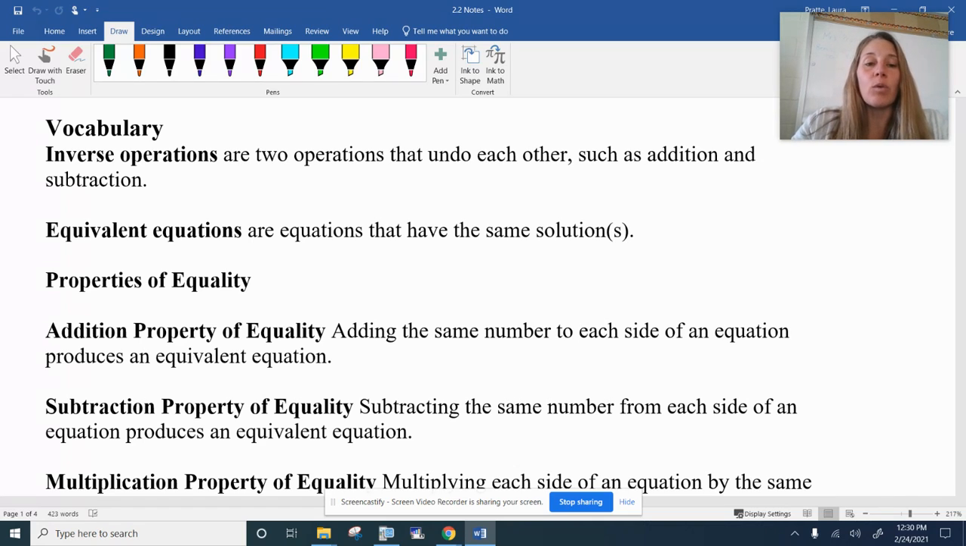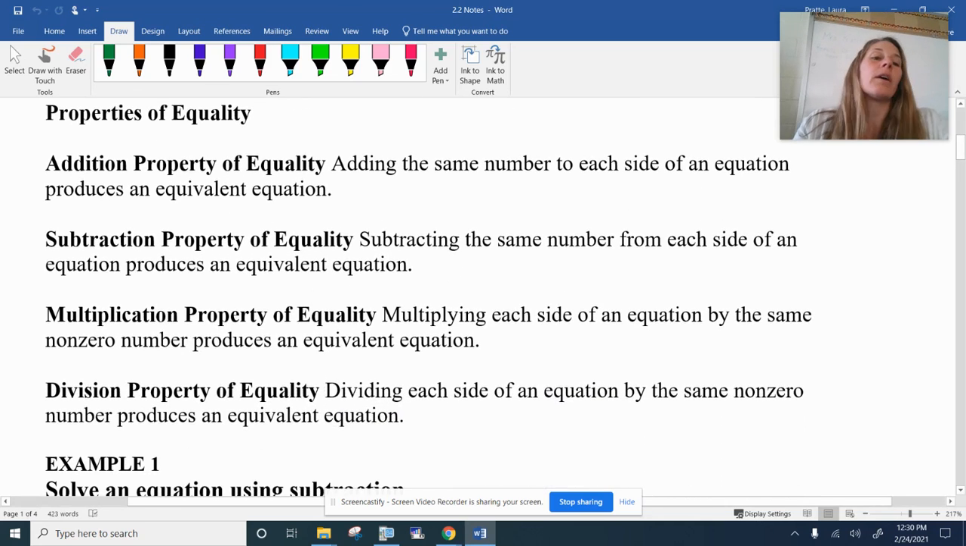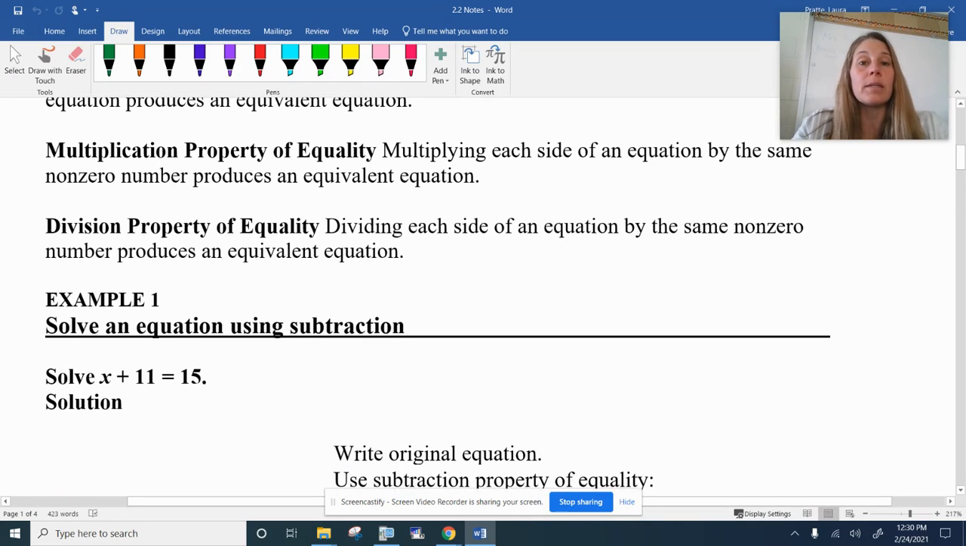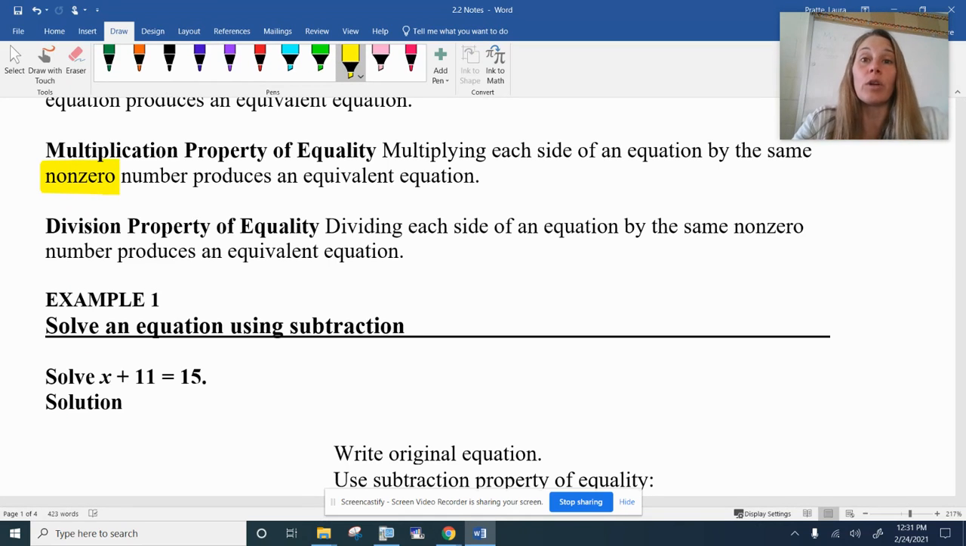So some of the properties of equality that are very commonly used here are the addition property of equality, where we add the same number to both sides of an equation to keep that equivalent equation. The subtraction property of equality, where we subtract the same number from each side of an equation, still producing an equivalent equation. The multiplication property of equality, where we multiply each side of an equation by the same non-zero number, and that will produce an equivalent equation. Or the division property of equality, where we divide each side of an equation by the same non-zero number, and that will also produce an equivalent equation.